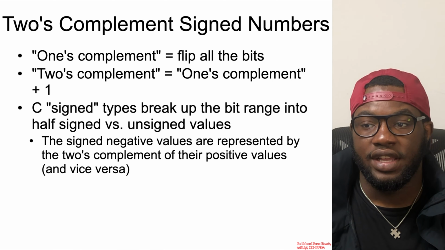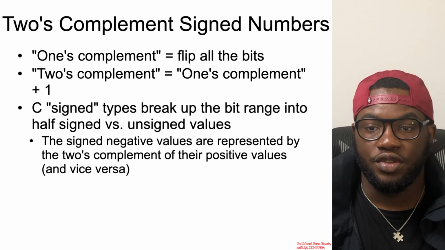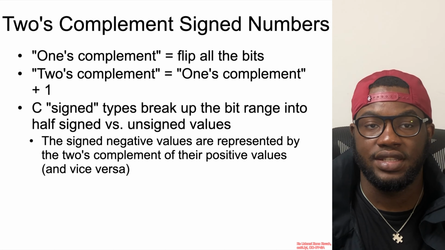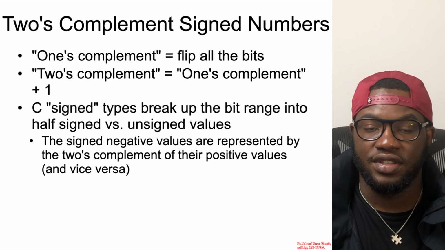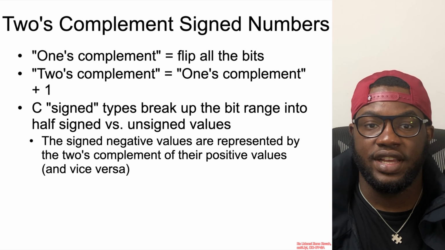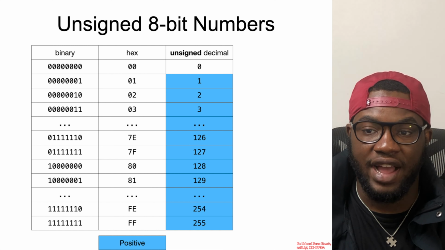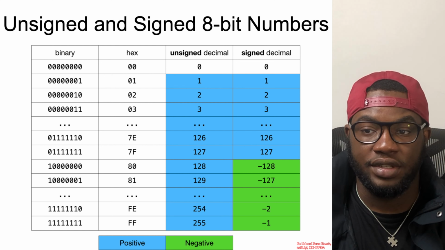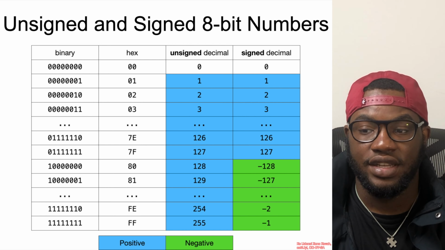As a quick reminder, signed numbers represent negative numbers via two's complement. Two's complement essentially involves flipping all the bits and incrementing by 1. C signed types break up the bit range into half signed versus unsigned values. Consider the following for 8-bit numbers. The unsigned range goes from 0 to 255, or 0x00 to 0xFF. For signed numbers, this range goes from 0 to 127 and then from negative 128 to negative 1.